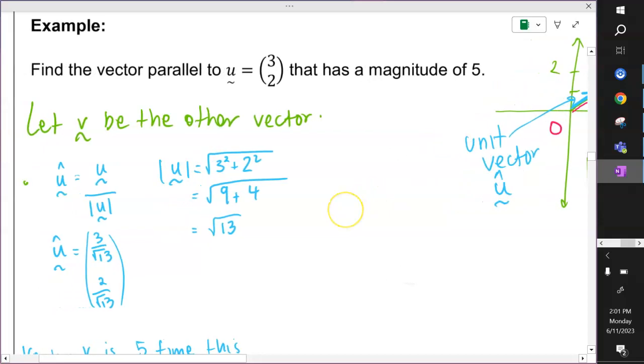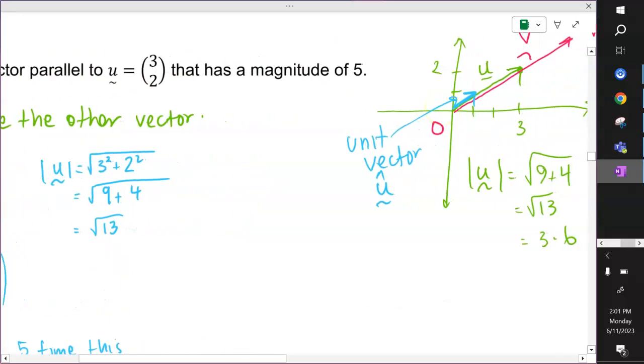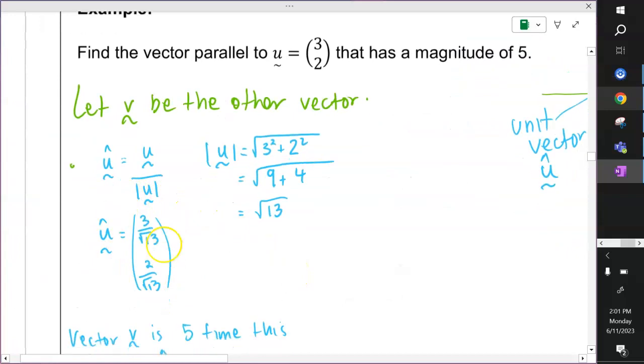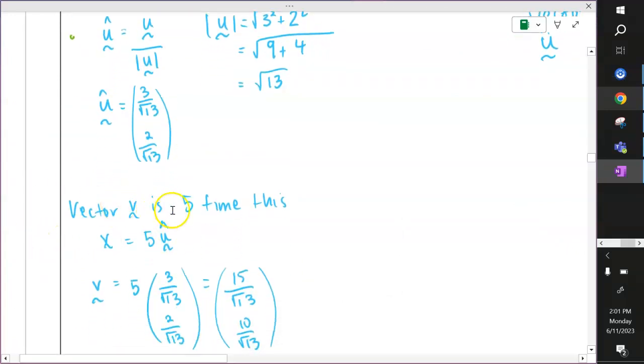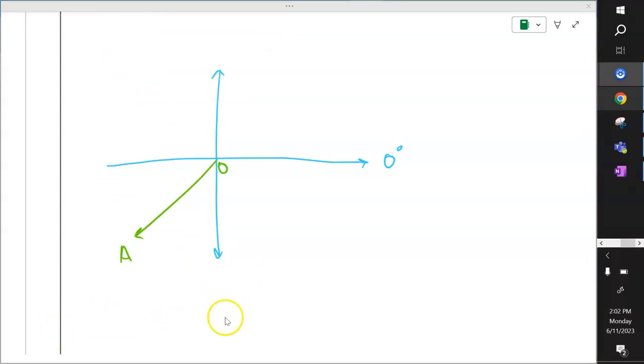Okay, and we know that that is parallel to our original vector, but we now want to find that parallel vector that has a magnitude of 5, and that's going to be our pink one over there. So we're going to size that one up to be 5 times the unit vector. So I'm going to times this unit vector down here by 5. I've written that down below. So my new vector v is 5 times my unit vector. v is 5 times each of those parts in my column vector. So I get 15 on root 13 and 10 on root 13, which I can write as components i and j as well if I like. And that's the solution.